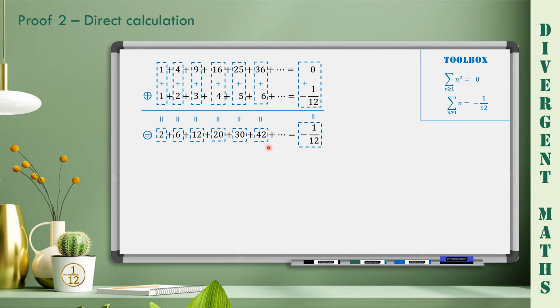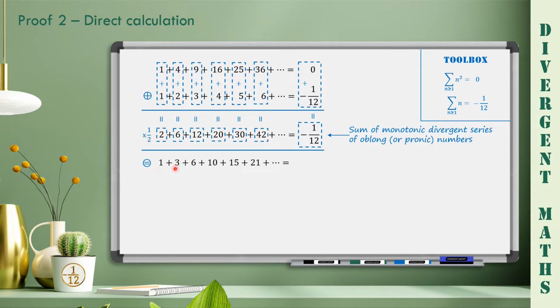So that monotonic divergent series corresponds to what are called the oblong or pronic numbers. Those numbers, oblong or pronic, are to the triangular numbers what the even numbers are to the natural numbers. In other words, it's times 2. Because of that, let's divide by 2, or multiply that divergent series by 1/2, and we get 1 plus 3 plus 6 plus 10 plus 15 plus 21, half of those numbers. And then of course, if we multiply by 1/2 on the left-hand side of the equal sign, we must do the same on the right-hand side, which of course gives us -1 over 24.